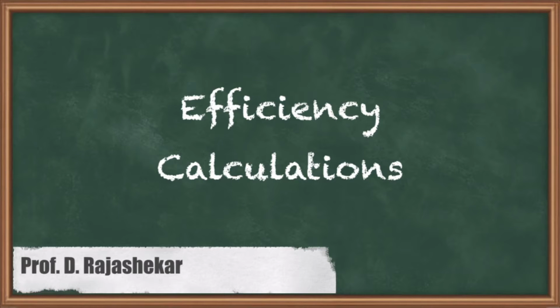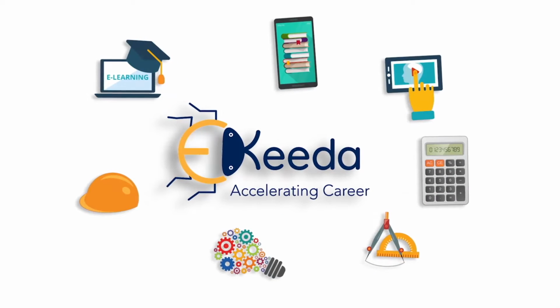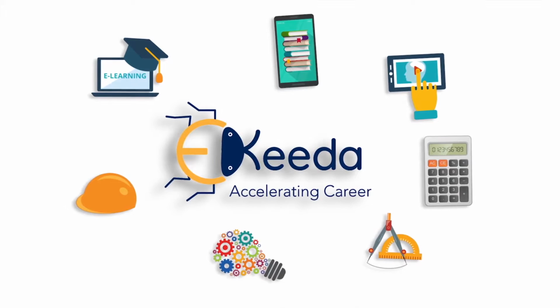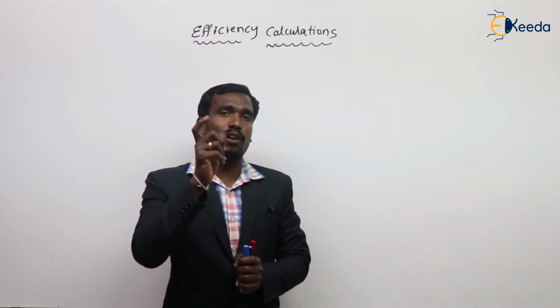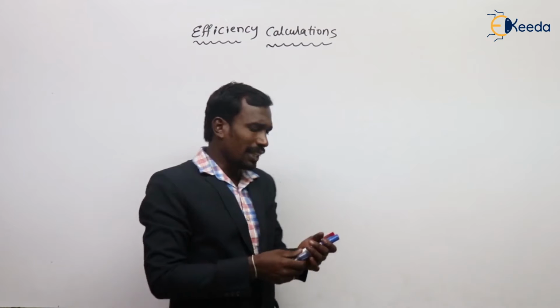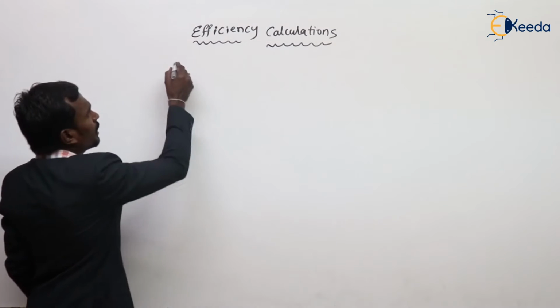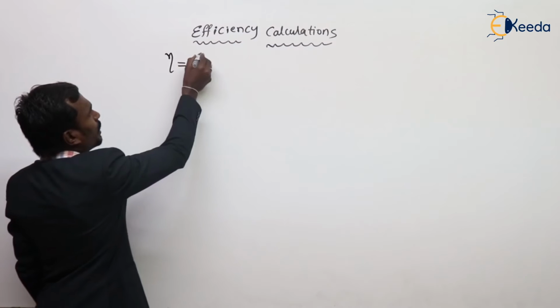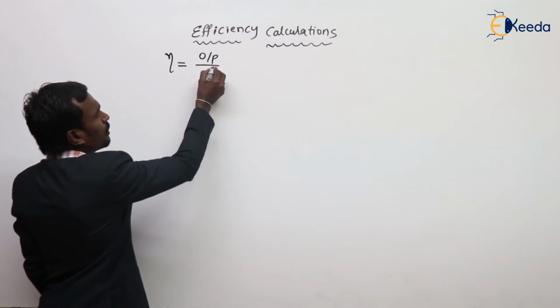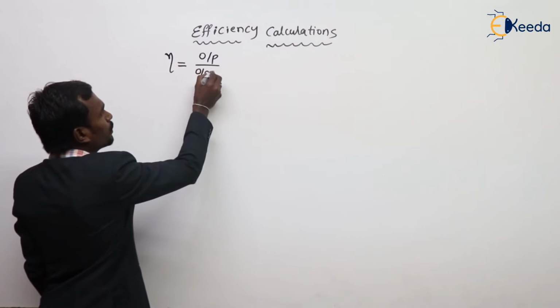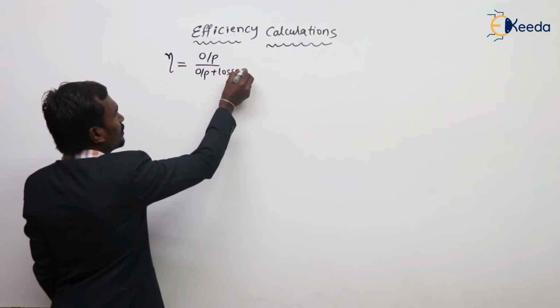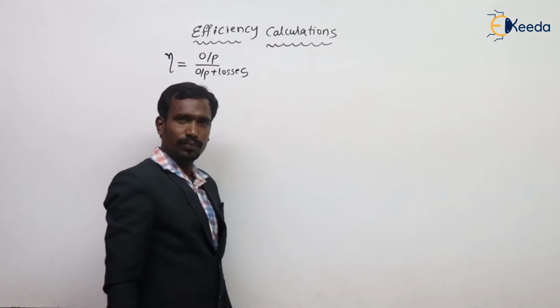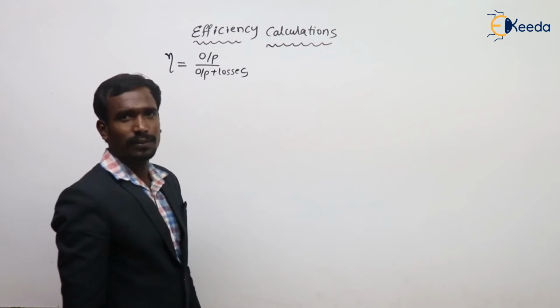Today in this video, we are going to see efficiency calculations: how we can calculate the efficiency of a transformer. In general, efficiency is equal to output upon output plus losses, or simply output by input.